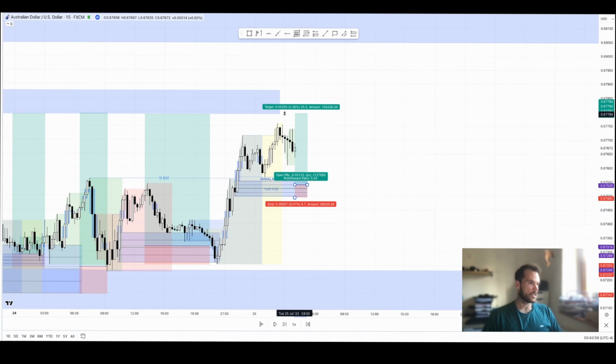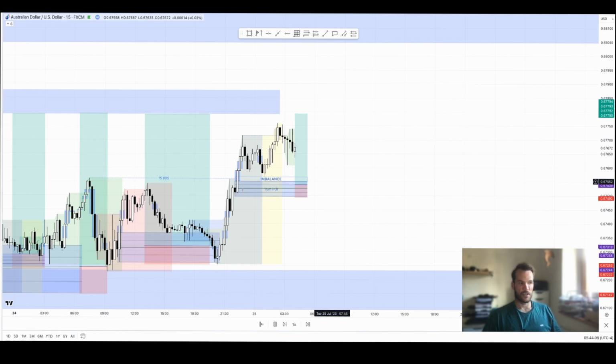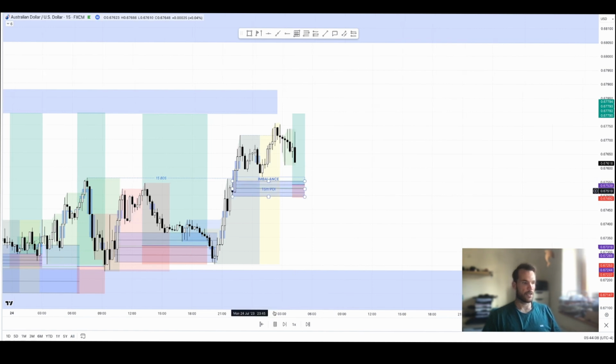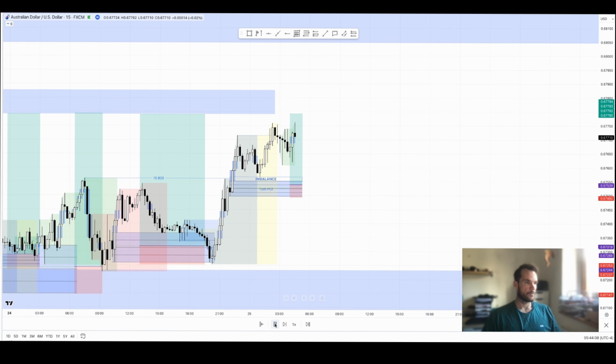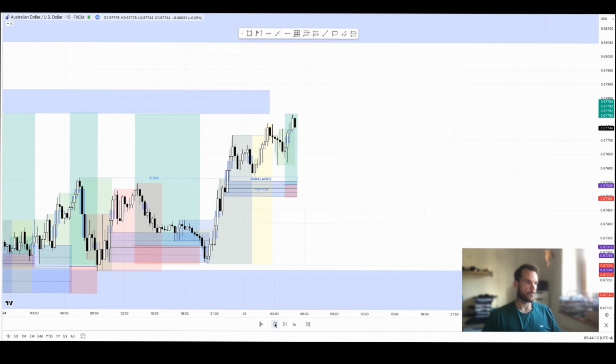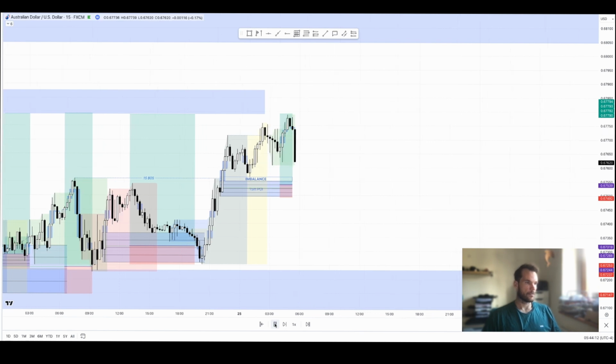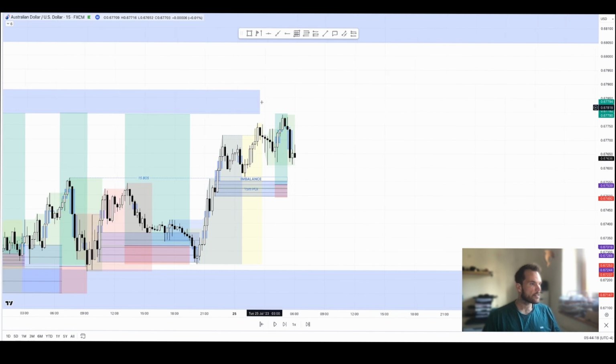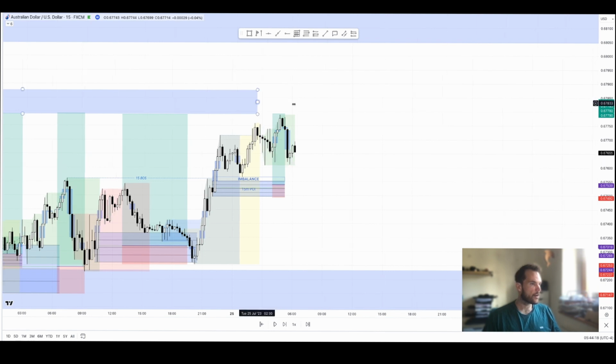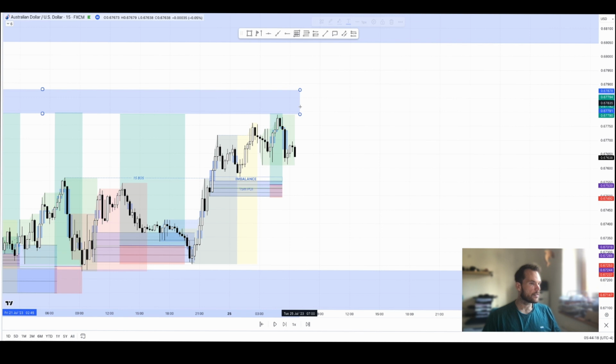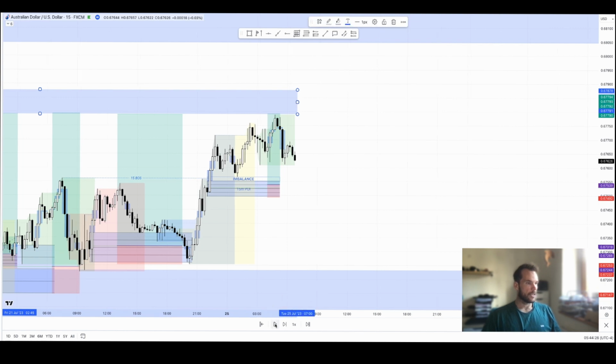What are we going for? Target this, 5.4. You'd be happy with that any day of the week. So this is still an Asia order block that I was talking about. Did we hit our target? Not quite. Then we front run it slightly. Yeah. Let's see.